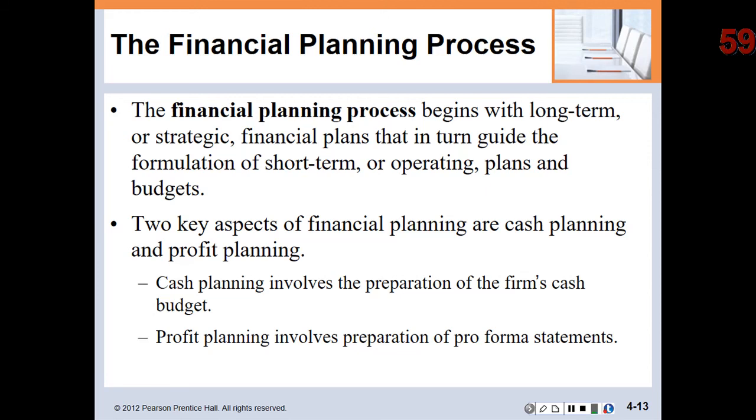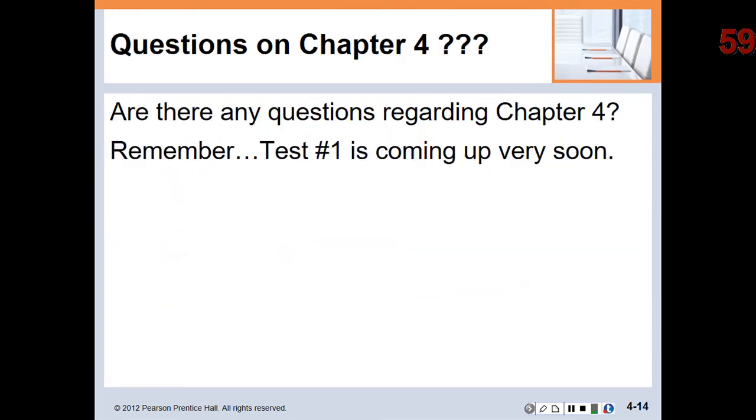And also, profit planning involves the preparation of pro forma financial statements. What is a pro forma financial statement? What does that mean? Okay, it's just a forecast. A pro forma financial statement is just a forecast financial statement for next year or 2 years from now or 5 years from now. That's what profit planning involves, forecasting these income statements and balance sheets. And that is chapter 4.